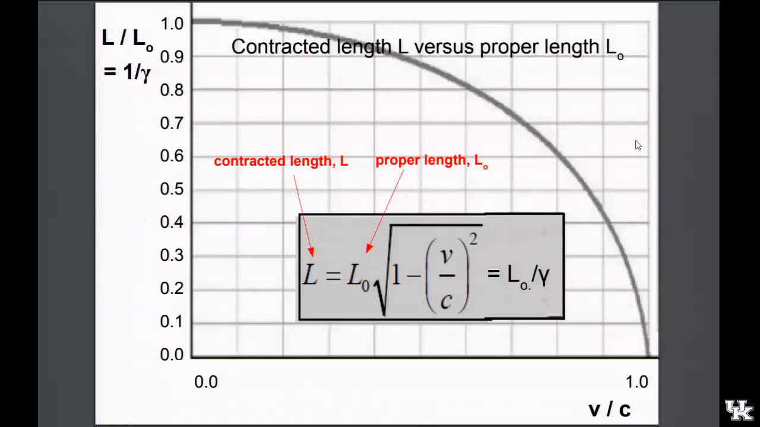And horizontally, I'm plotting the relative motion, say, of the train with respect to the platform, or the platform with respect to the train. Over here is everyday velocities, close to zero, and up over here on the right is the speed of light. So at everyday velocities, when motion is very far from the speed of light, then the two lengths are essentially the same. L over L naught, the contracted length divided by the proper length, is 1.